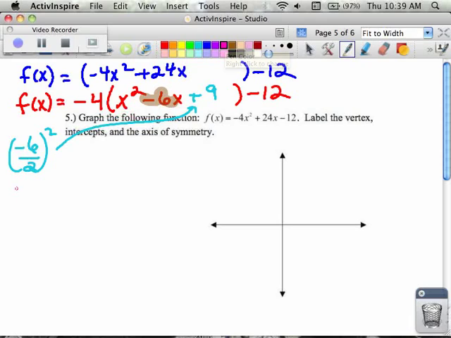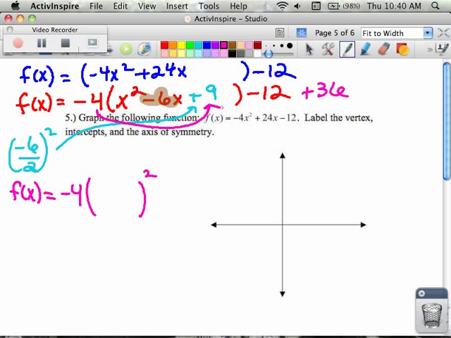When I do that, I have f of x equals -4 parentheses squared. Oh no, I forgot to do something. I forgot to balance. So if I added 9 here, I've got to add 36. Because remember, this -4 is affecting the 9. And that's actually subtracting off 36. So now down below, that -12 and +36 turn into 24.